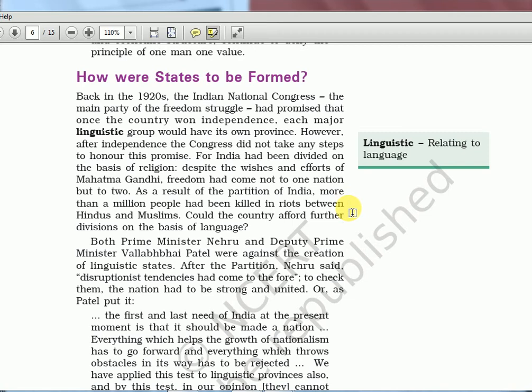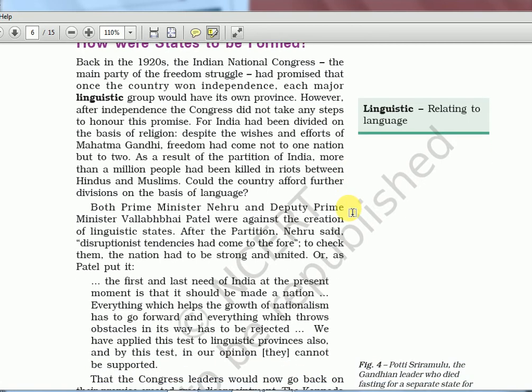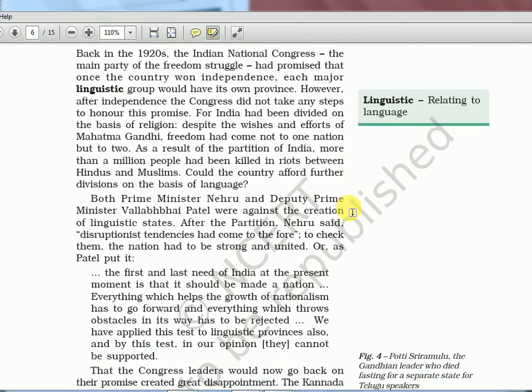Actually, he went on a hunger strike, that particular person, Sriramulu, and in I think 58 days or 64 days or something, different textbooks give different numbers of days, anyway, he died of this hunger strike. And then later, every state got their own identity based on linguistic grounds.